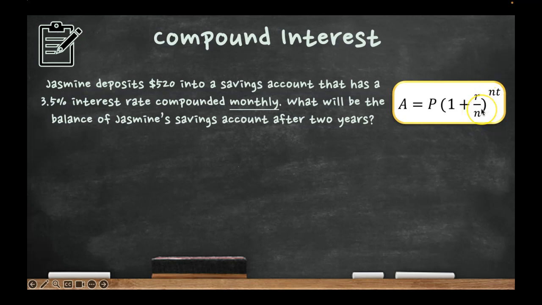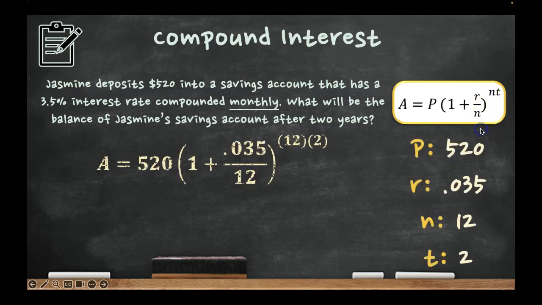So N represents the number of times it's being compounded each year. So that means you put 12 there twice. 1 here, 1 here. And what will be the balance of Jasmine's savings account after 2 years? So where you see T, you're going to go ahead and replace it with 2. Most mistakes I see happen right here where the rate goes. We want to just put 3.5 here. You have to convert that percent to a decimal when you place it inside of an equation.